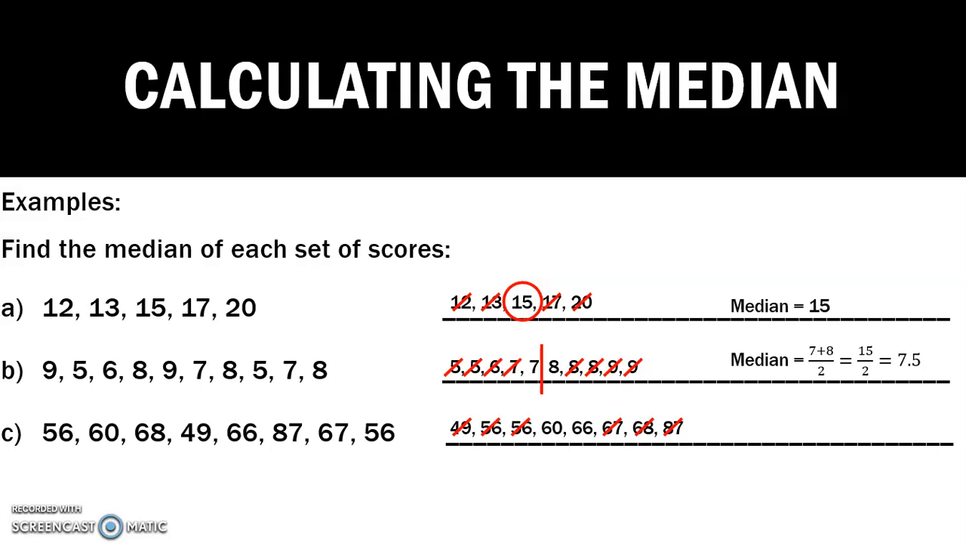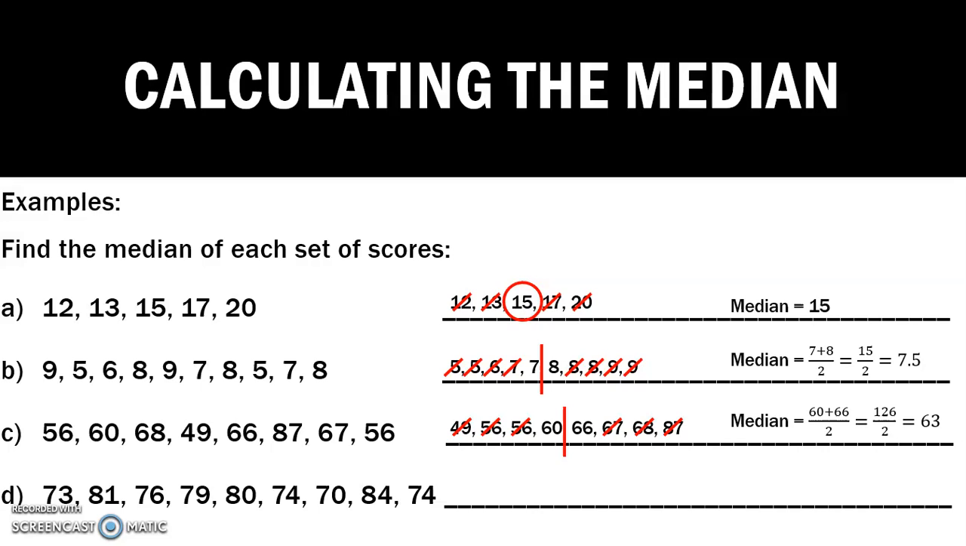So our median will be whatever score is right in the middle of 60 and 66. To do this, we add 60 and 66 together to get 126. We then divide this by 2 to get 63.